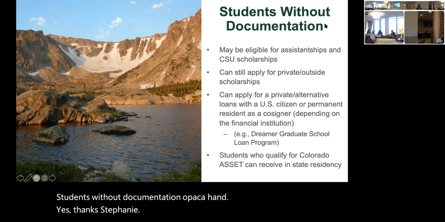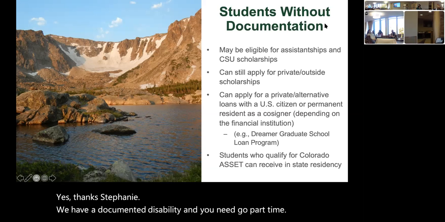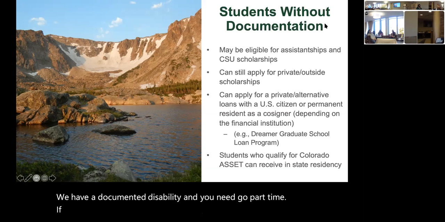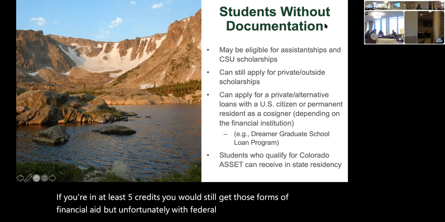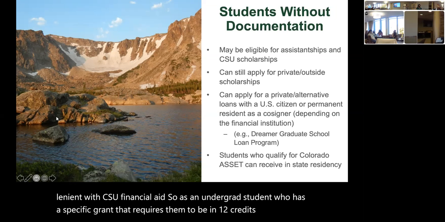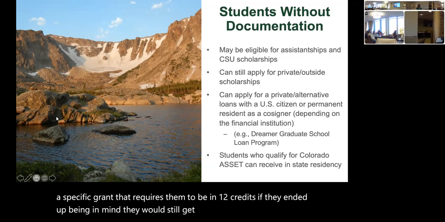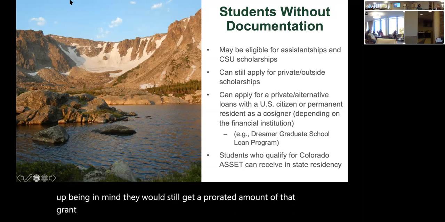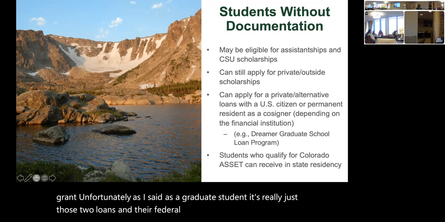Well, if you have a documented disability and you need to go part-time, if you're in at least 5 credits, you still get those forms of financial aid. But unfortunately, with federal financial aid, it's not as lenient as with CSU financial aid. So as an undergrad student who has a specific grant that requires them to be in 12 credits, if they ended up being in 9, they would still get a prorated amount of that grant. Unfortunately, as I said, as a graduate student, it's really just those 2 loans, and they're federal loans. So it is pretty strict.